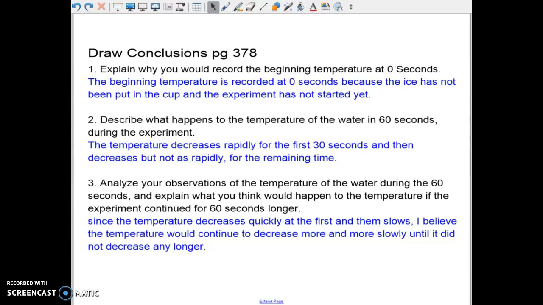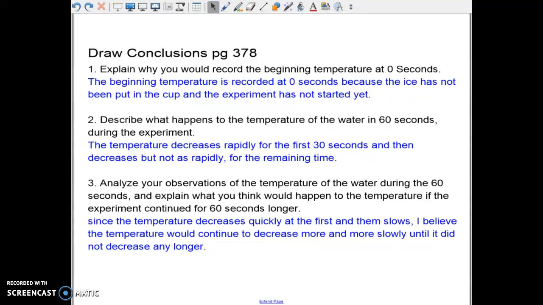Right. It gives us our starting point, kind of like the origin of our coordinate grid, right? We were at 0, 0 in time and temperature, kind of. So please stop the video and go ahead and say the beginning temperature is recorded at 0 seconds because the ice is not put in yet, and the experiment has not yet started.